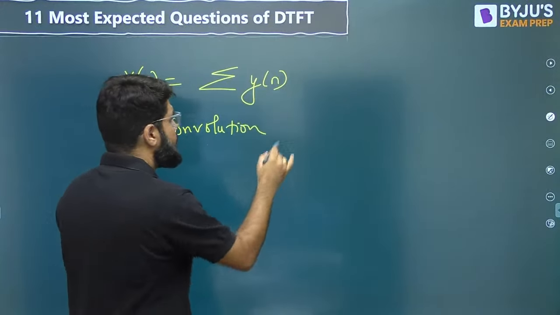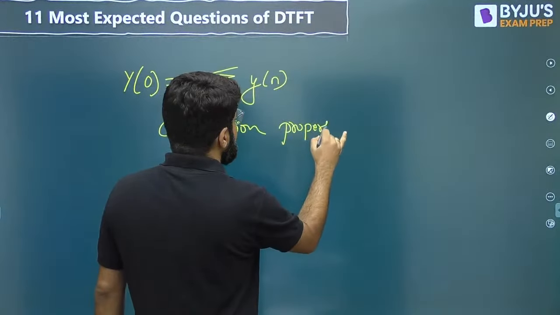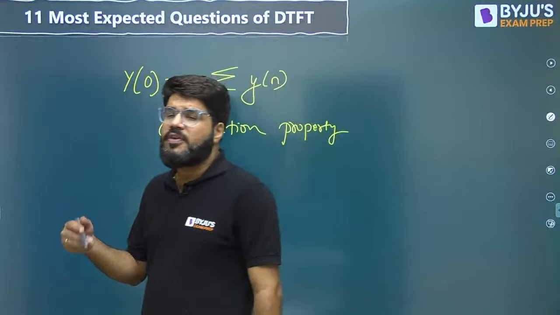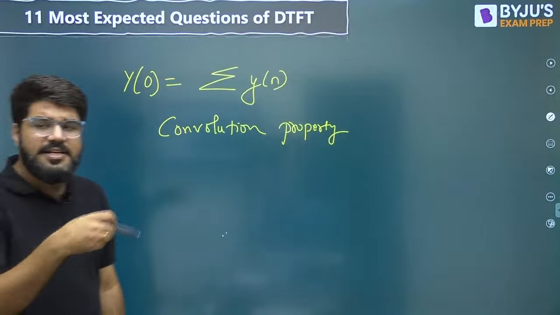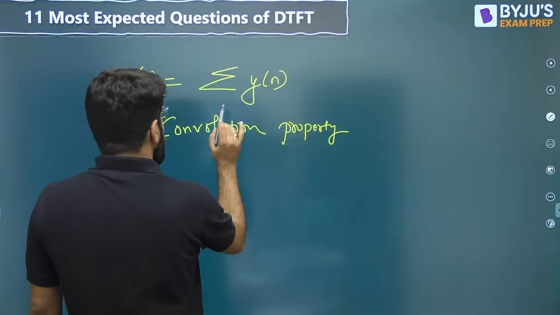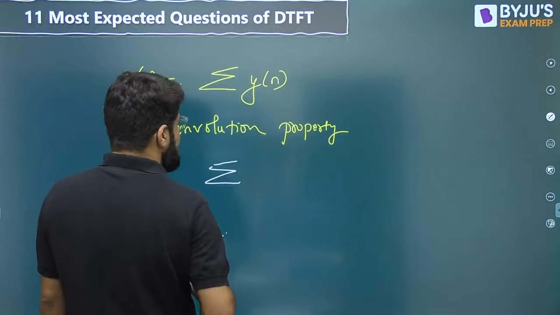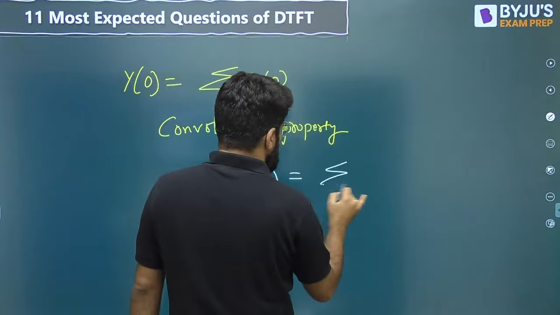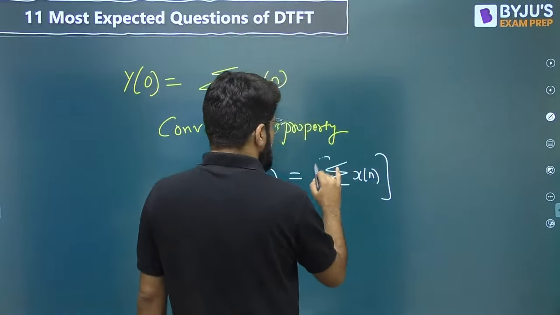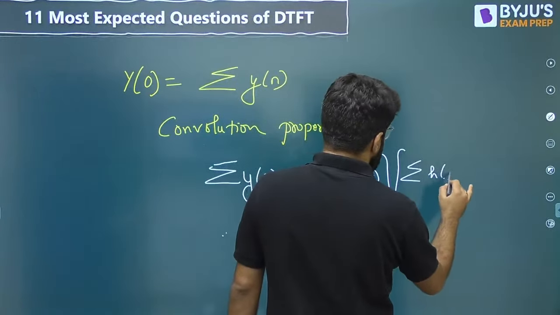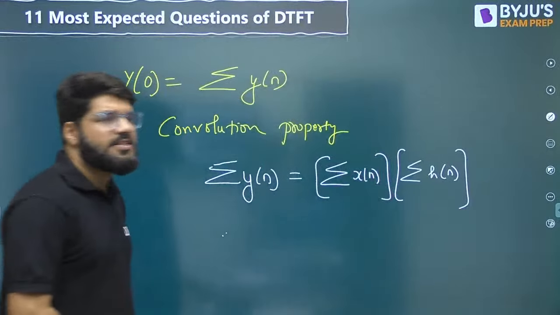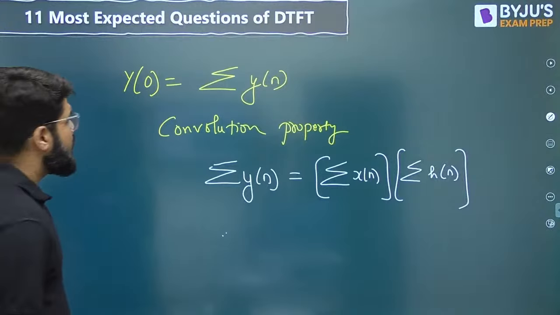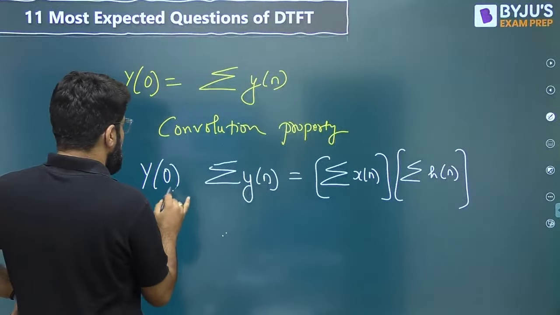In discrete time it is summation; in continuous time it is integral. The area of y(t) is the product of the area of x(t) and h(t). That is, integral y(t) is integral x(t) into integral h(t). But in the case of discrete time, it is summation. So summation of y[n] is summation of all values of x[n] multiplied by summation of all values of h[n]. That is summation y[n]: summation x[n] into summation of h[n]. And that should be the value of y[0].